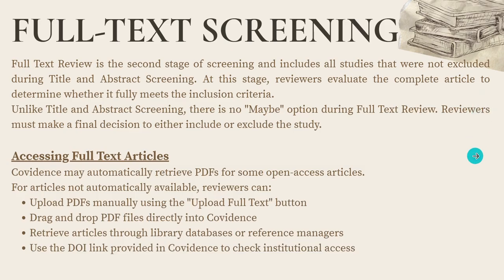And the full text screening is, again, the second stage, as we know. That technically includes all the studies that were not excluded in the title and abstract screening. At this stage, reviewers evaluate the complete article to determine if it fully meets their inclusion criteria or not. According to the votes cast on the previous step, which might have been maybes or yeses or nos, this stage is there for us to have a thorough understanding of the paper that we ultimately want to extract information from.